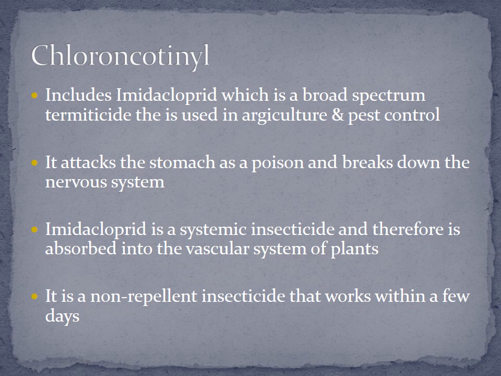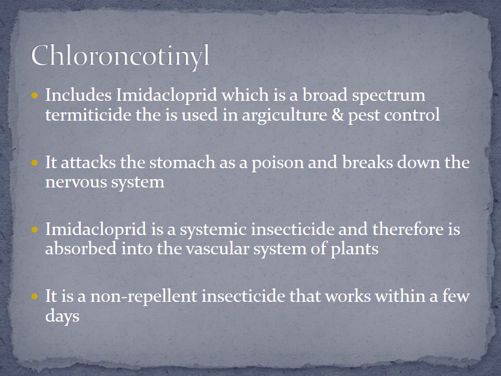Let's take a look at chloronicotinyl. This is going to include imidacloprid, which is a broad-spectrum termiticide that is used in agriculture and pest control operations. It attacks the stomach as a poison and breaks down the nervous system. Imidacloprid is a systemic insecticide, and therefore it is absorbed in the vascular system of plants. It is a non-repellent insecticide that works within a few days.